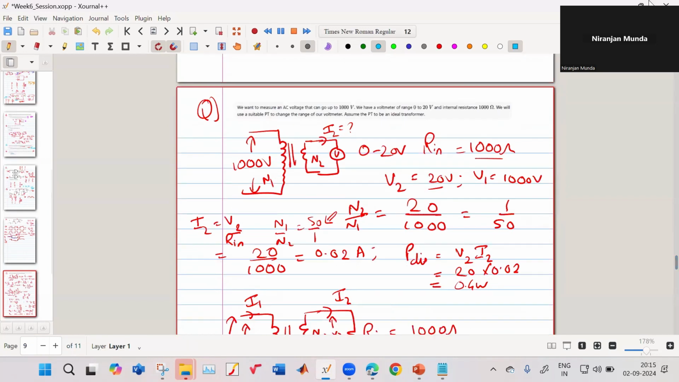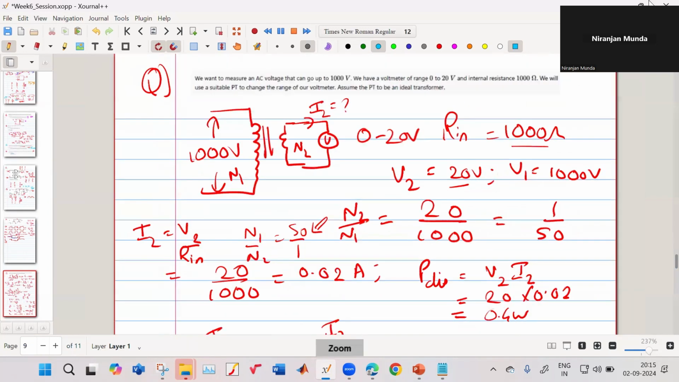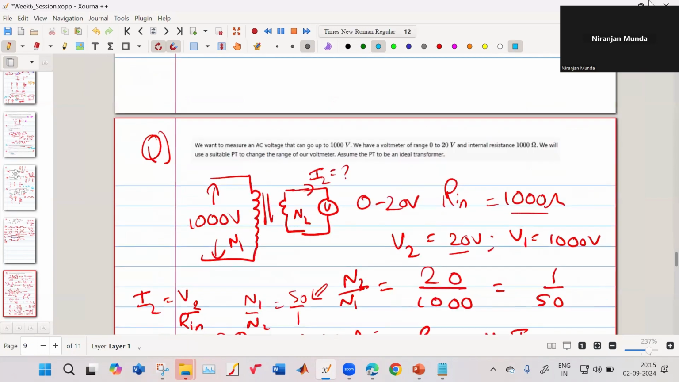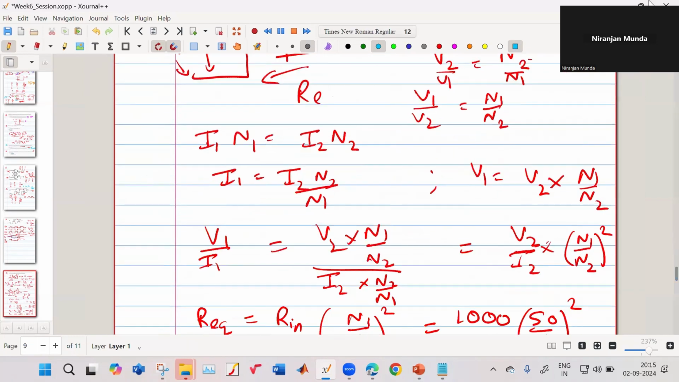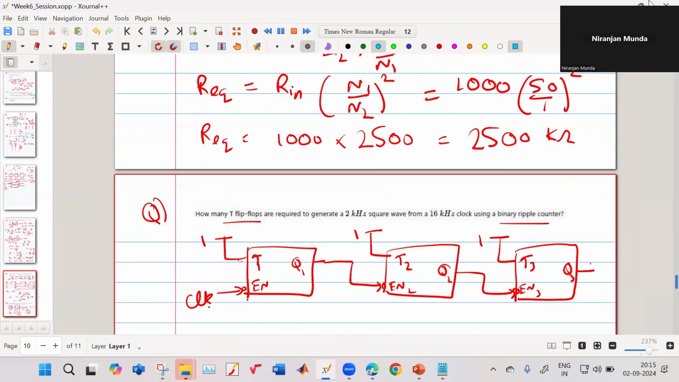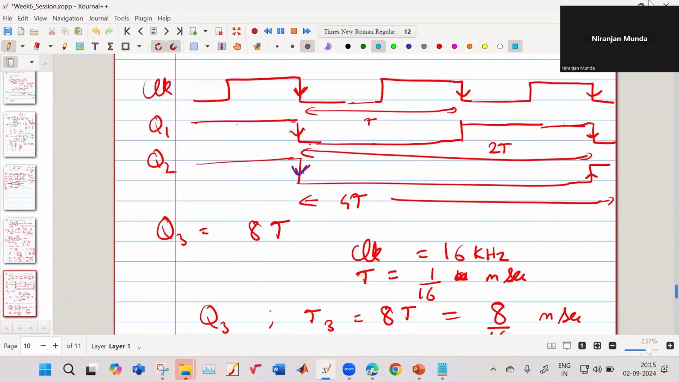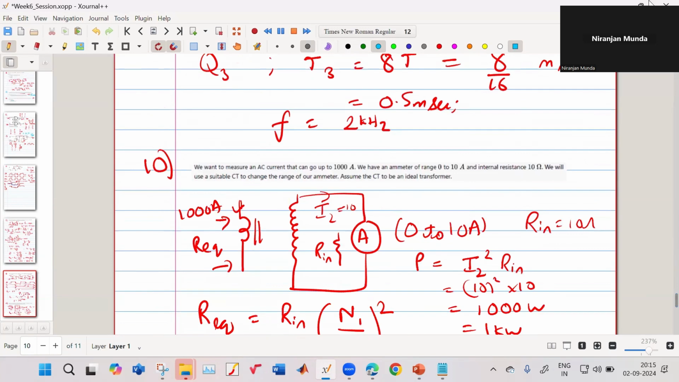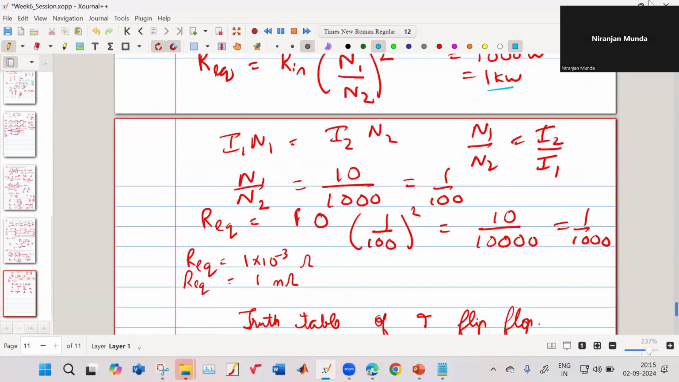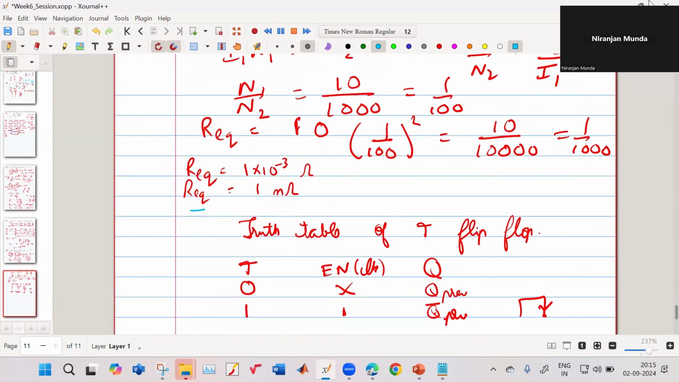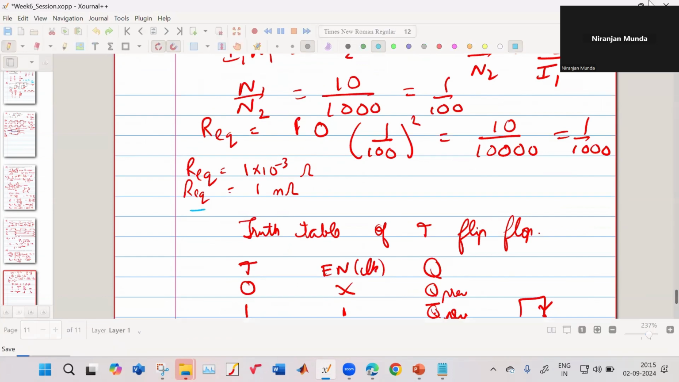Next, we considered the case for an AC voltage: how internal resistance, how much the power loss is, what the reflected resistance is, etc. Then we considered how a T flip-flop using a binary ripple counter is made and how we can reduce the frequency. Then we also considered for a CT, the power loss, which is very high in this case, as well as the equivalent resistance, which is very low. So with this, I will conclude the session.